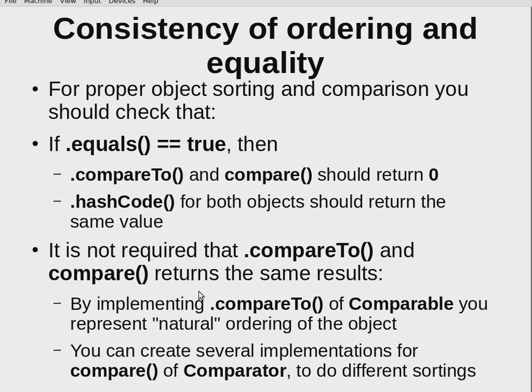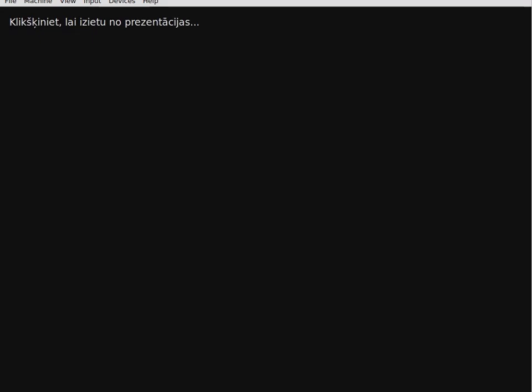And if you also do non-native sorting, it's not required that compareTo and compare return the same result, because when you implement the comparator interface, it is another sorting algorithm for your object. So any time you have several fields inside your object, you can create different comparators to be used to sort by all these different fields in your object.